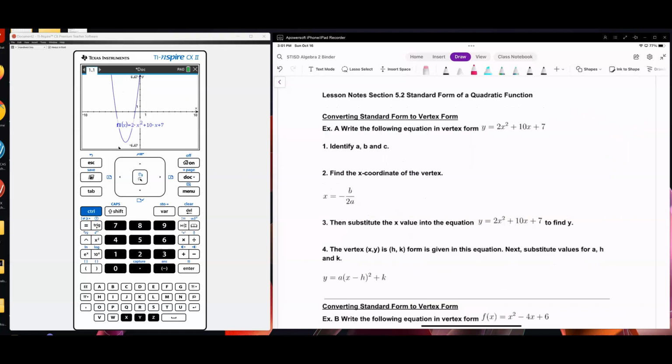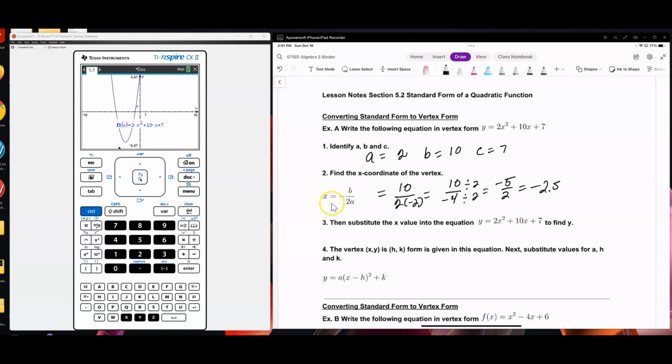We're going to go from standard form to vertex form, and we're going to use the axis of symmetry formula. So we have a equals 2, b equals 10, c equals 7. Those are the coefficients. So we have -10 over 2 times 2, which is -10 over 4. They have a 2 in common, so it's -5 over 2, which is -2.5.